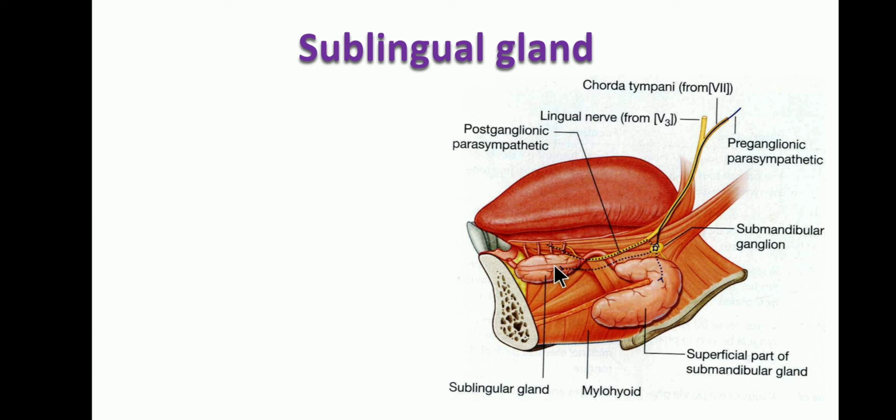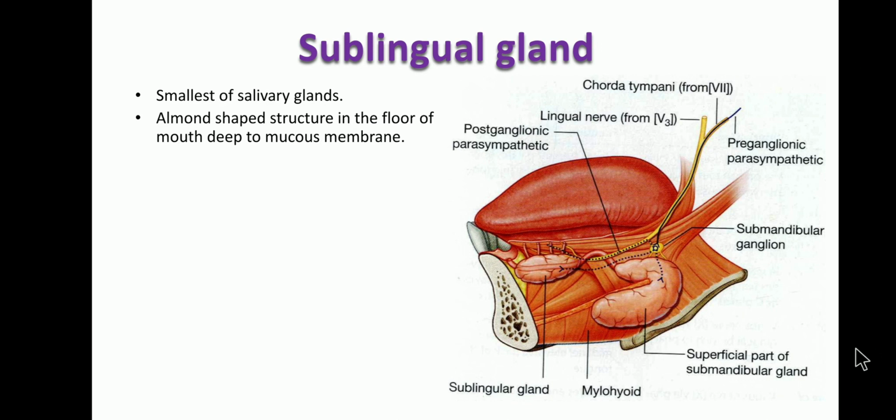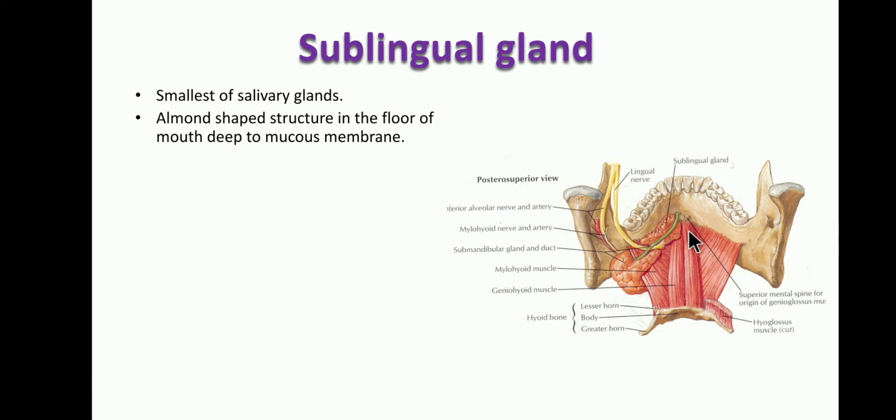This sublingual gland is situated in the sublingual fossa below the floor of the mouth. That is why below the tongue it is called the sublingual fossa. It is deep to the mylohyoid. The floor of the mouth is covered by mucous membrane, and deep to the mucous membrane you can see the small almond-shaped gland, the smallest of the salivary glands. That is the sublingual salivary gland.